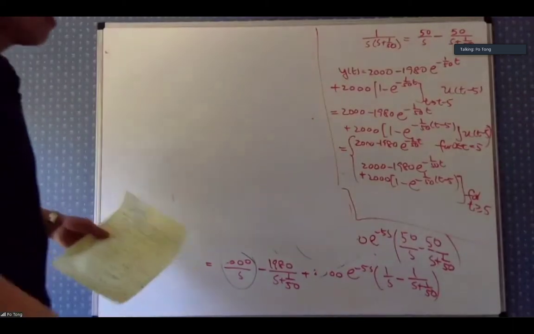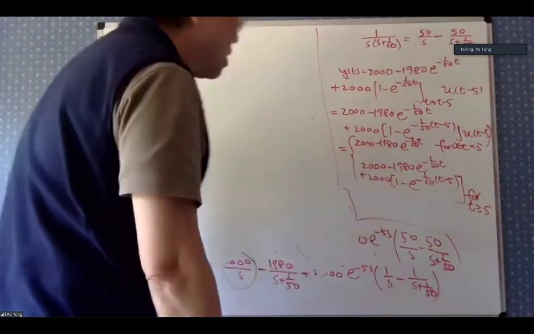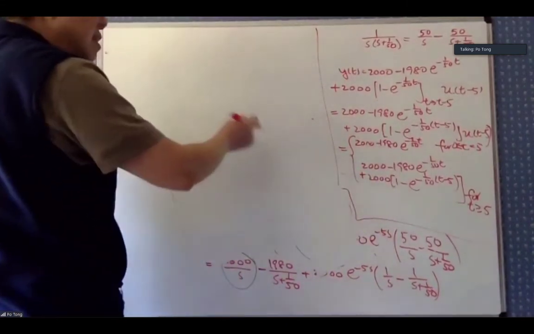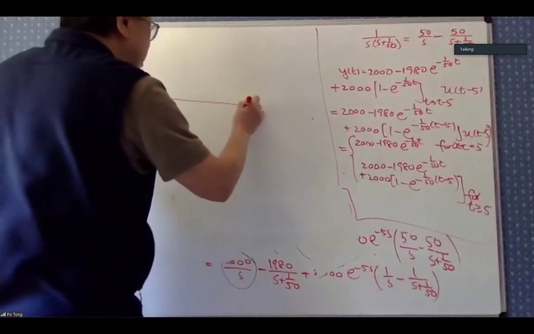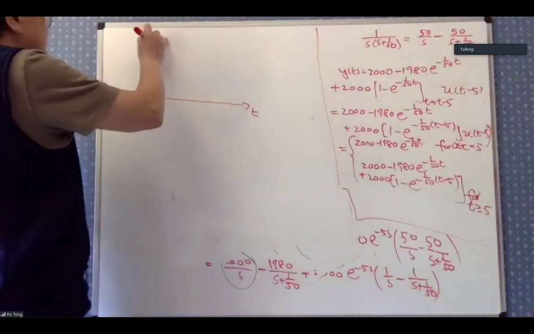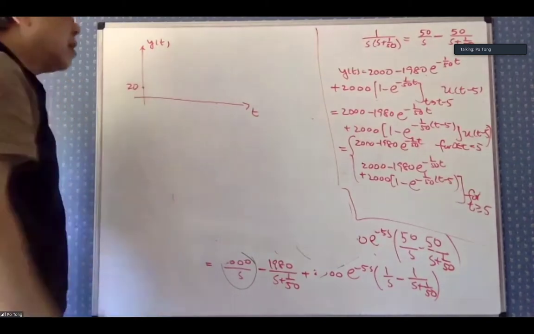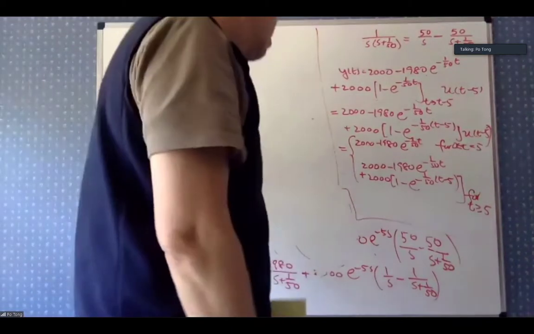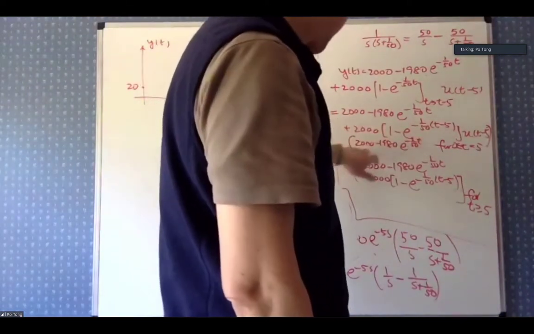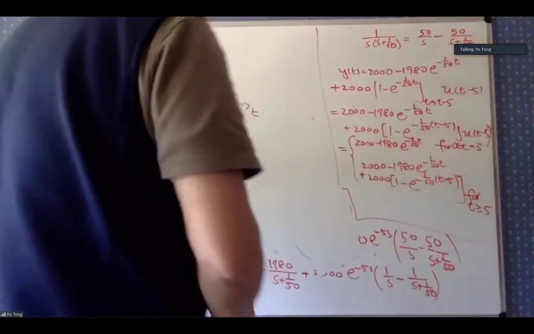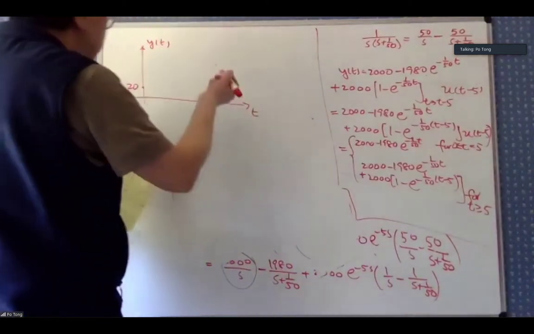Okay, so how does this graph look like? Graph, okay. At the beginning, so this is t, this is y. At the beginning, you're with 20 kilograms. Okay, when t equal to 0, you get 2000 minus 1980. And then it starts to just keep moving up. Okay, it keeps moving up.